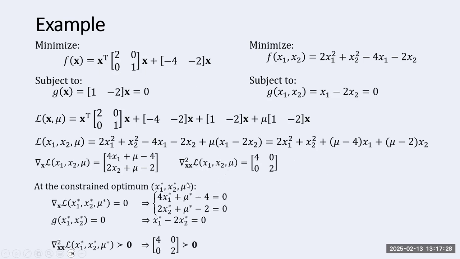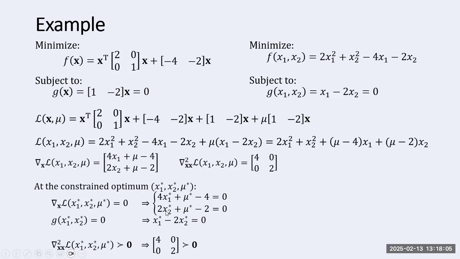Awesome. Okay. At the constrained optimum, this is what we should have. I'll put it here. At the constrained optimum, the gradient has to be 0, right? So this is the constrained optimum, x1 star, x2 star, and mu star. We have two primal variables, I call these primal variables, and mu the dual variable. So we have three variables in all.